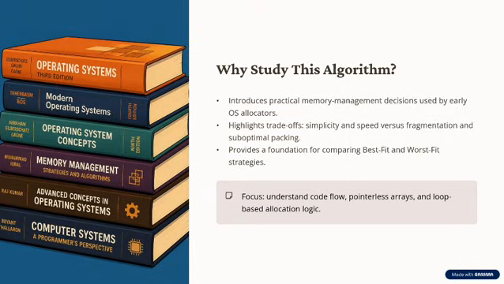First, we get the number and size of memory holes. Next, we get the number and size of processes. Then, we take each process one by one and check the memory holes from the beginning. We compare the process size with the hole size. If the hole size is large enough, we allocate the process to that hole and update the hole information. Finally, we display the allocation result.